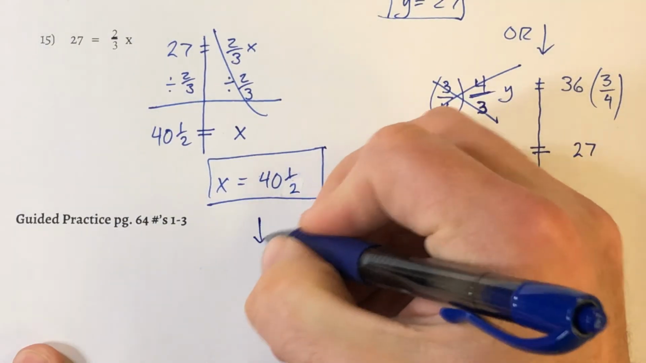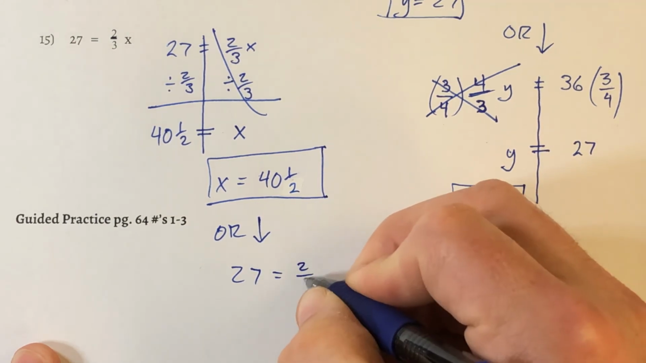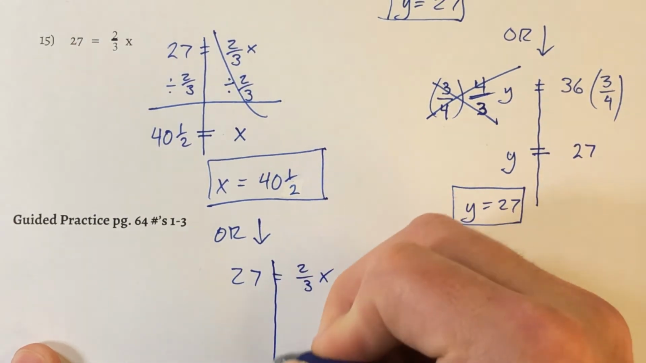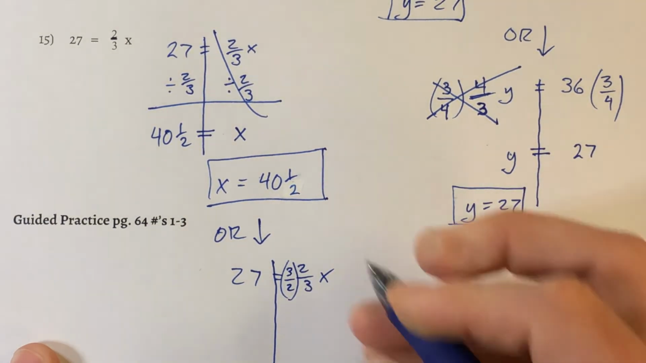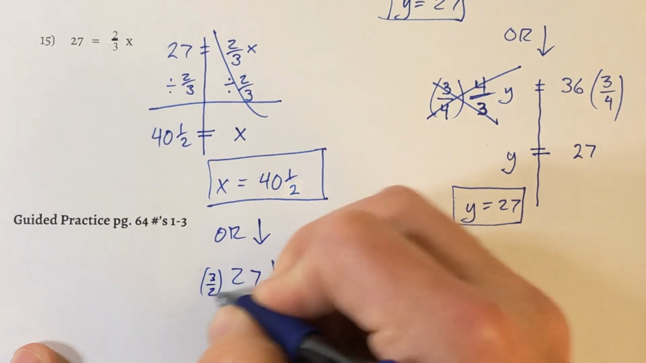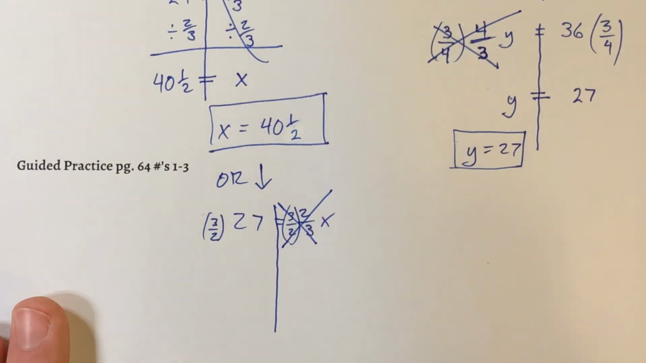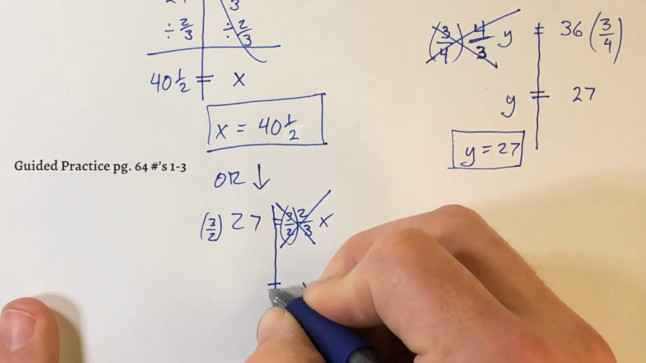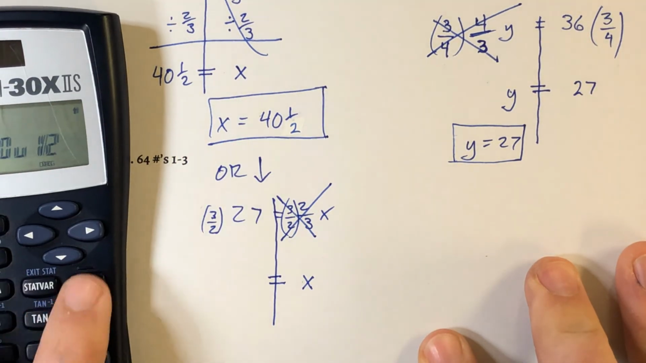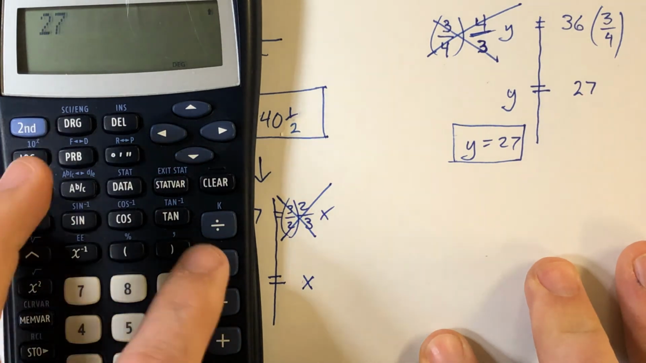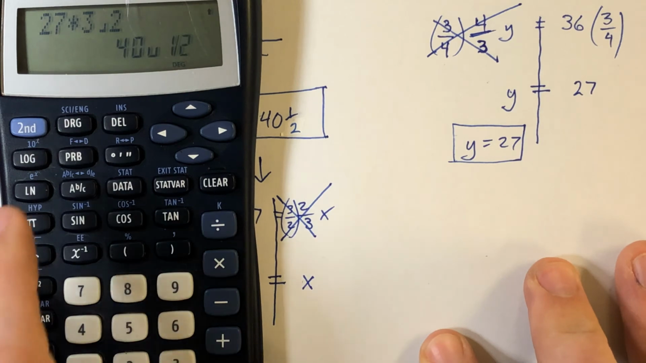All right, so how else could I do that? I could multiply by the reciprocal. So if I multiply 2/3 by 3/2, again, do it to both sides. 3's cross cancel, the 2's cross cancel, and I'm left with x equals, what's 27 times 3/2? It better be 40.5. Let's just check. And it is 40.5.